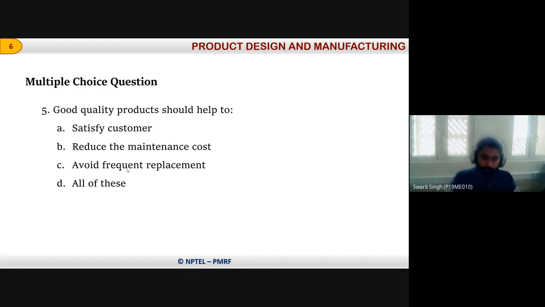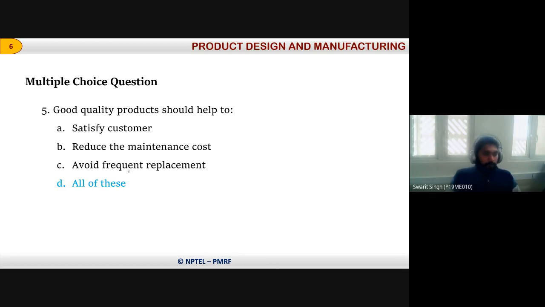It must satisfy the customer, reduce the maintenance cost, and avoid frequent replacement. So the answer is D, that is all of these. Is there any confusion till now? If anyone wants to add or say something, you can say it or ask me if there is any confusion in what I am speaking.